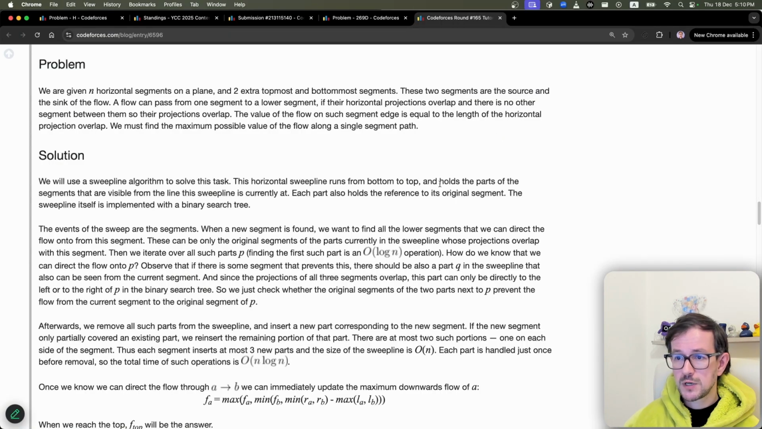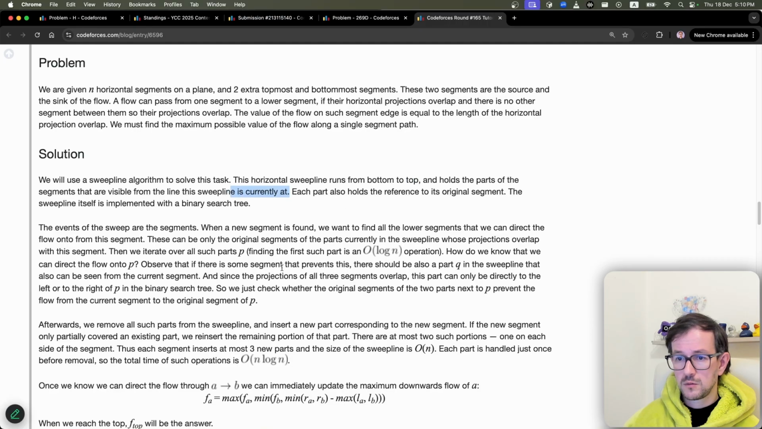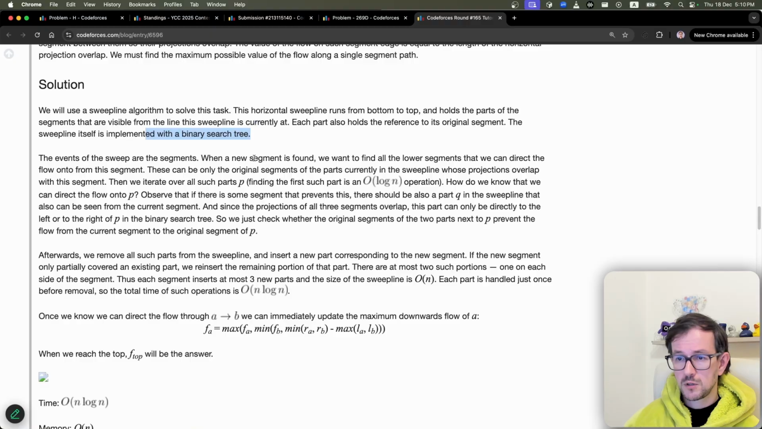Sweep like this, solve the task from bottom to top. Okay, hold the part of the segment visible from this side currently. Okay, in the binary search tree, let's apply it to the segment that is found. We want to find all the lower segments where we can direct flow into the segments.